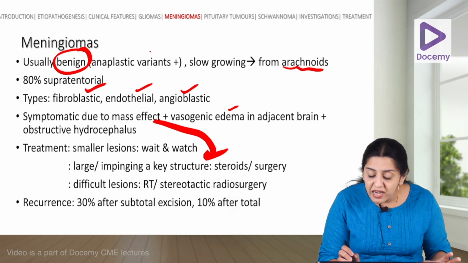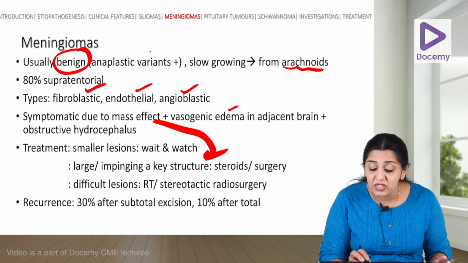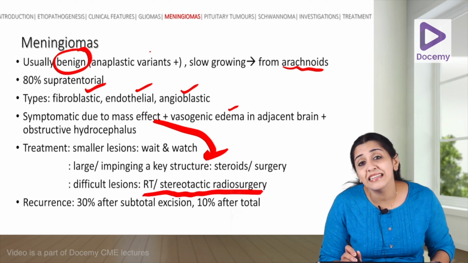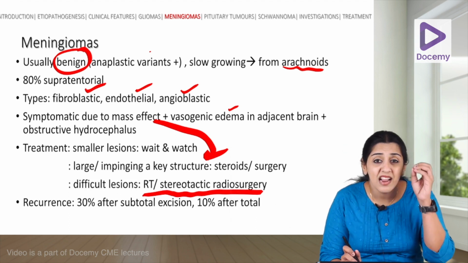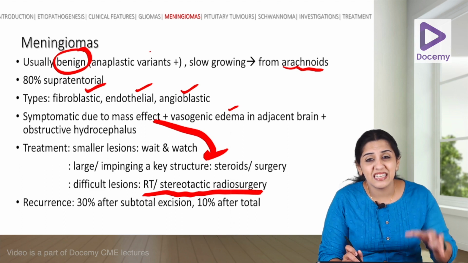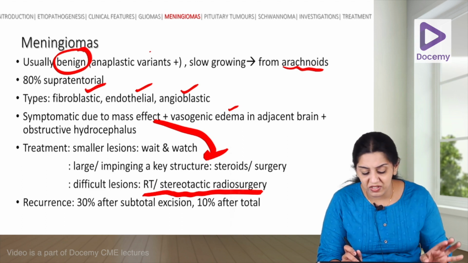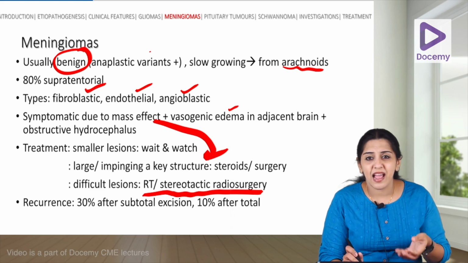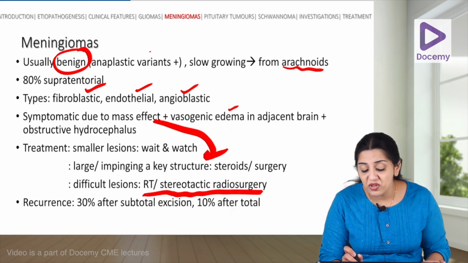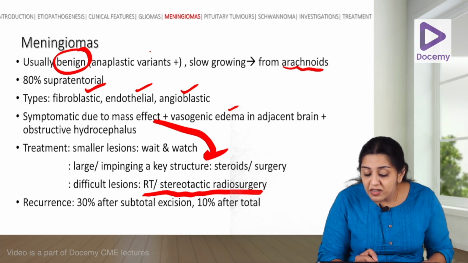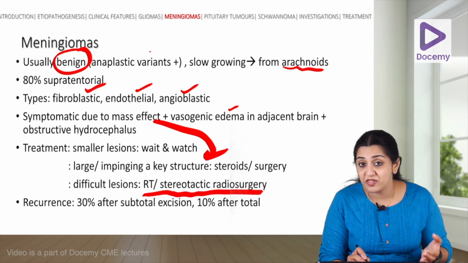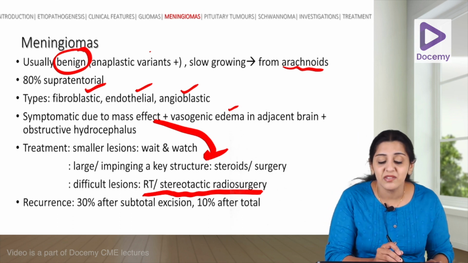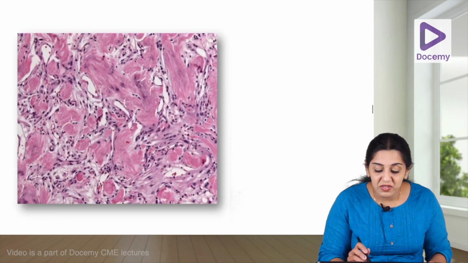If it is a really difficult lesion for surgical excision, then you have to give radiotherapy, or you can go for stereotactic radiosurgery. These things are exclusive to neurosurgery. The problem with meningioma is that though it is benign and you can wait and watch, about 30% will recur after subtotal excision and only 10% will recur after total excision, so it is notorious for recurrence.